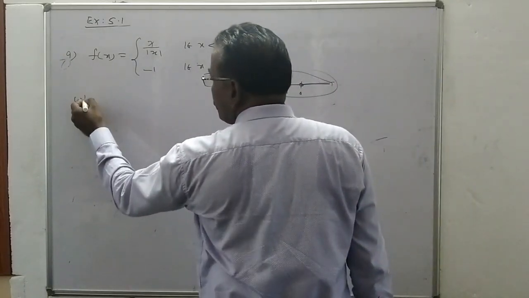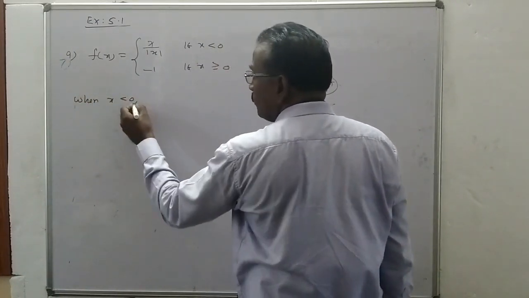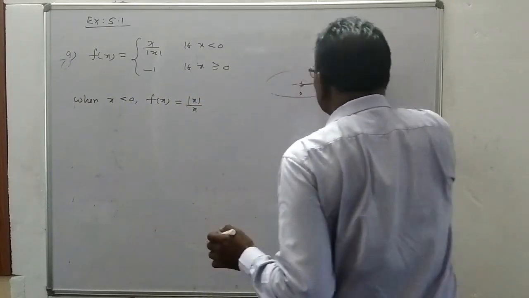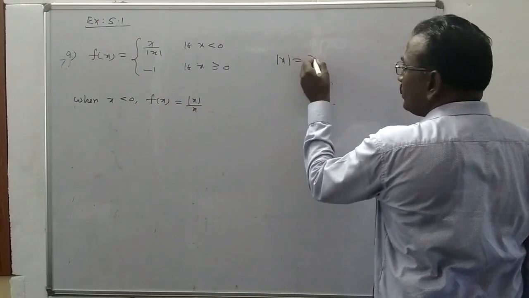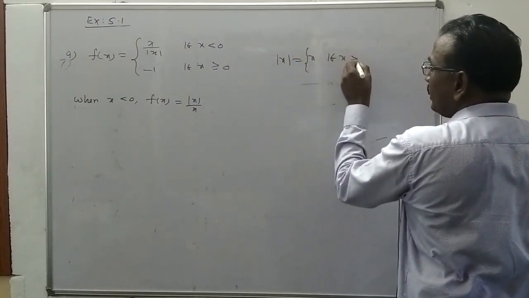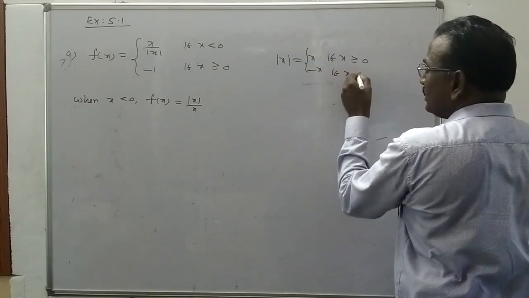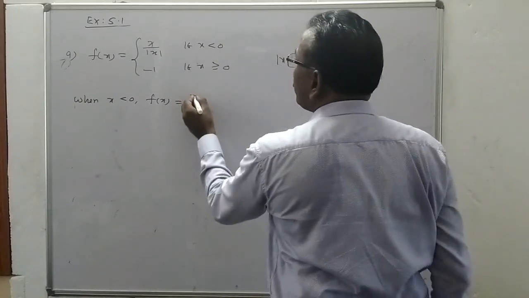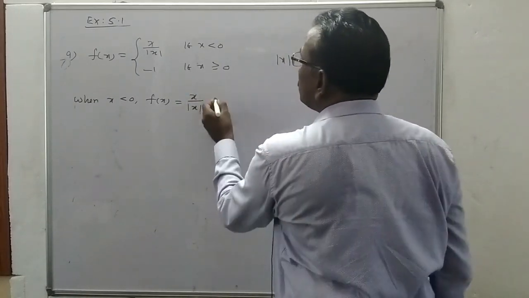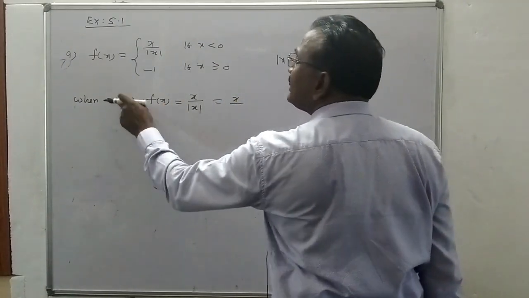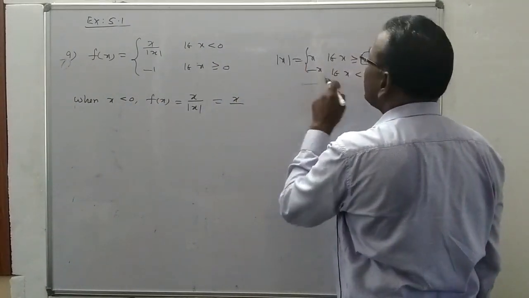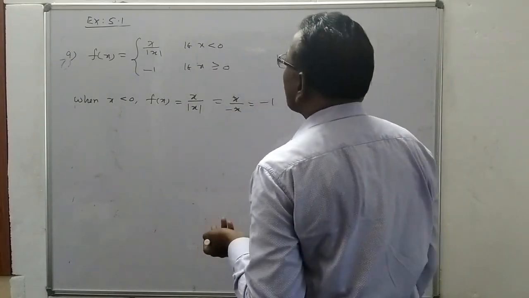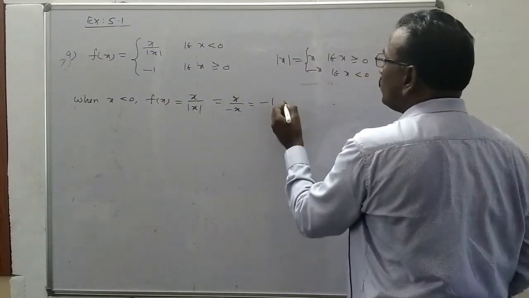Next, when x is less than 0, what is f of x? Modulus of x by x, with x less than 0. What is the definition of modulus function? Modulus of x is equal to x if x is greater than or equal to 0, minus x if x is less than 0. If x is less than 0, what is the modulus of x? So f of x is equal to x divided by modulus of x, and when x is less than 0, the modulus of x value is minus x. So x gets cancelled, that is minus 1. So when x is less than 0, the function is minus 1, a constant function.